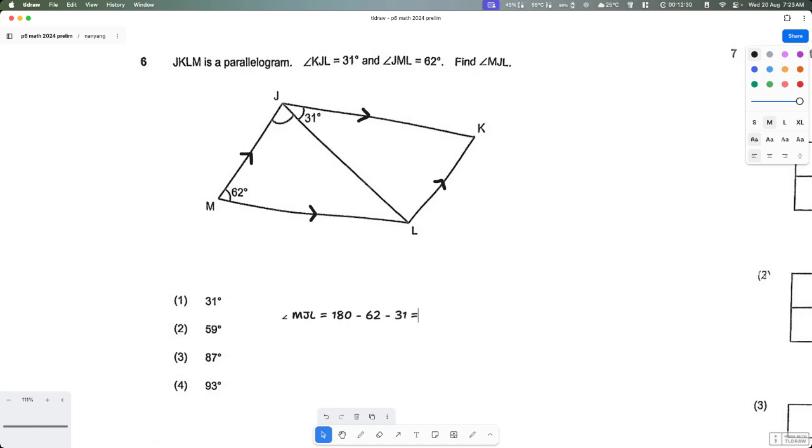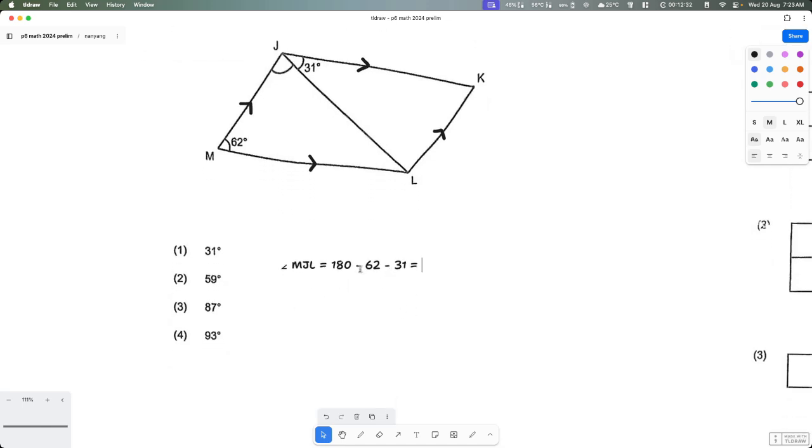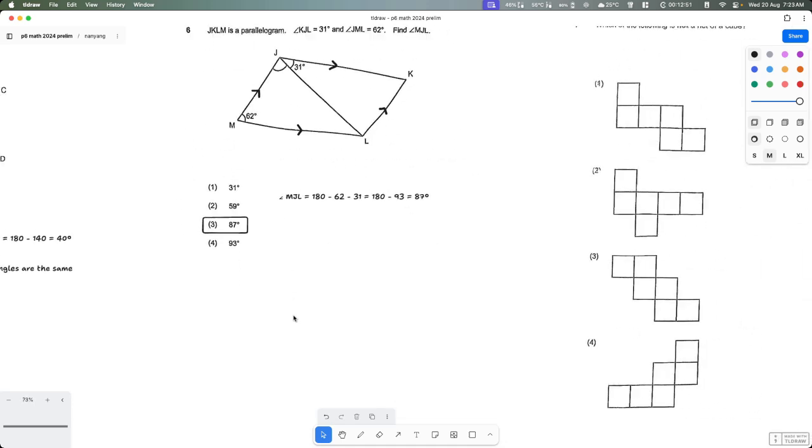minus 31. I'm just going to combine the 62 and 31, so this will be 180 minus 93, and this gives us 87 degrees. So the answer to this is 87 degrees. All right, that's it. Let's move to the next question.